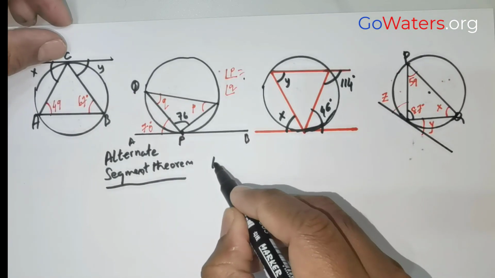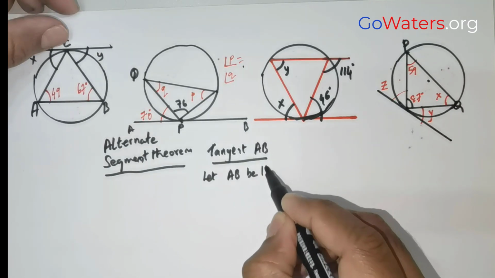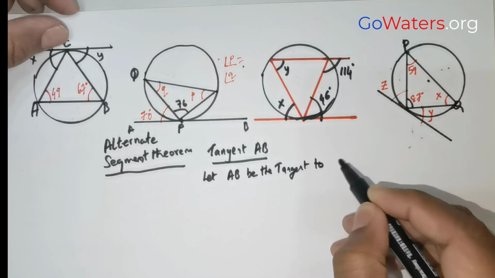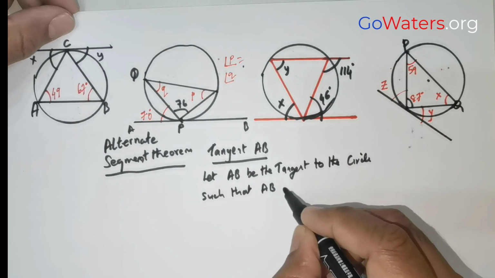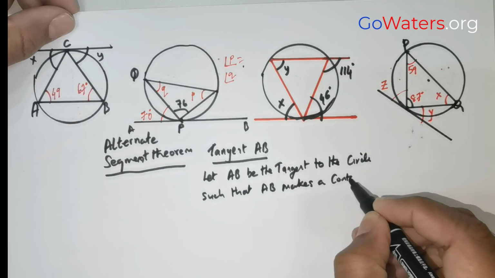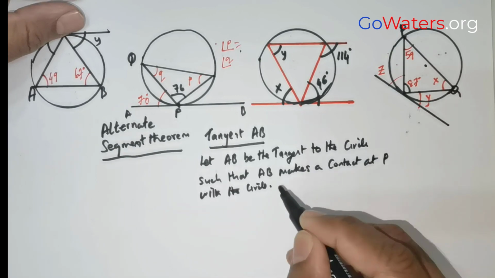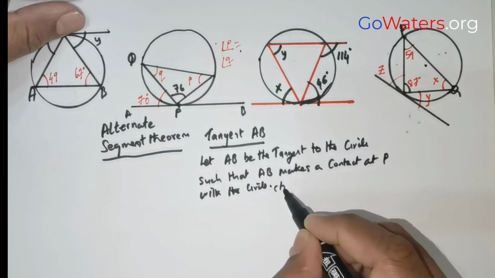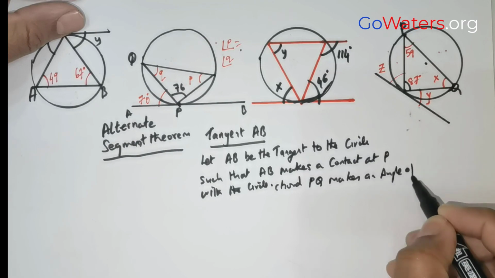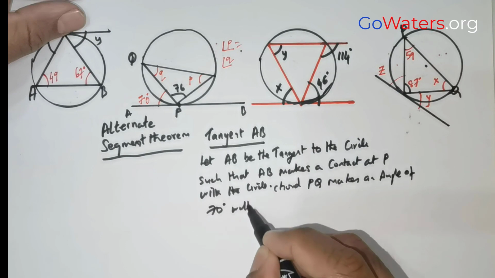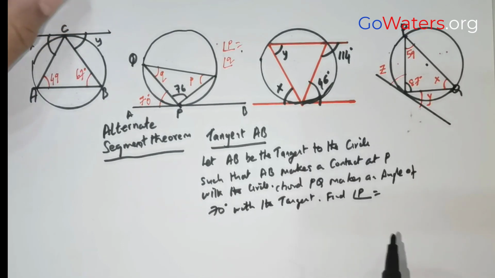So let me state that here. Let AB be the tangent to the circle such that AB makes a contact at P with the circle. Chord PQ makes an angle of 70 degrees with a tangent. Find angle P. So this is the statement.